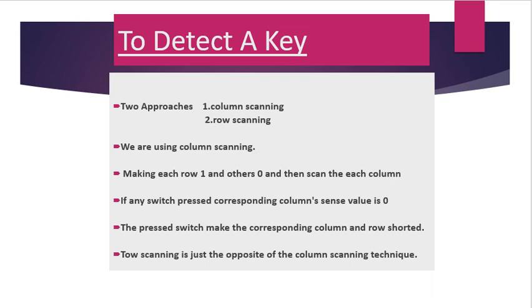To detect a key, there are 2 approaches: column scanning and row scanning. We are using column scanning. Make each row 1 and the others 0, and then scan each one automatically. If any switch is pressed, the corresponding column sense value is 0. The pressed switch shorts the corresponding column and row. Row scanning is just the opposite of the column scanning technique.